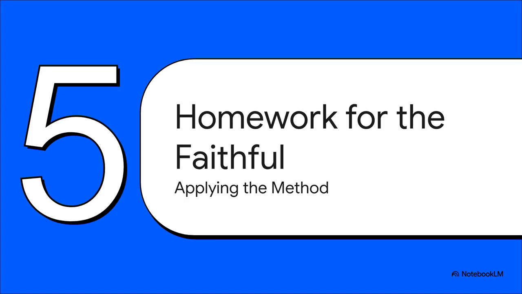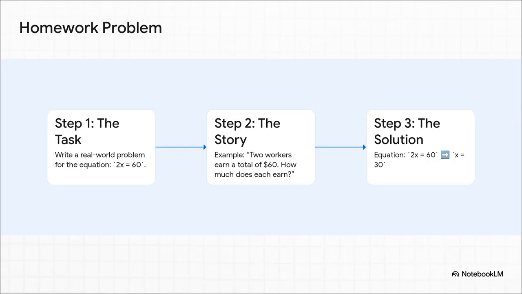Now, this teaching method doesn't just stop with the examples in class. Nope, it's carried all the way through to the homework, where students aren't just asked to solve problems, but to actually create them, using the very same framework. Check out this exercise. The task isn't simply to solve 2x equals 60. Step 1 is to create a real-world story for it. And the example they give frames it around fair pay. 2 workers earn $60 total. So the student has to take that abstract algebra and turn it back into a story about fairness.